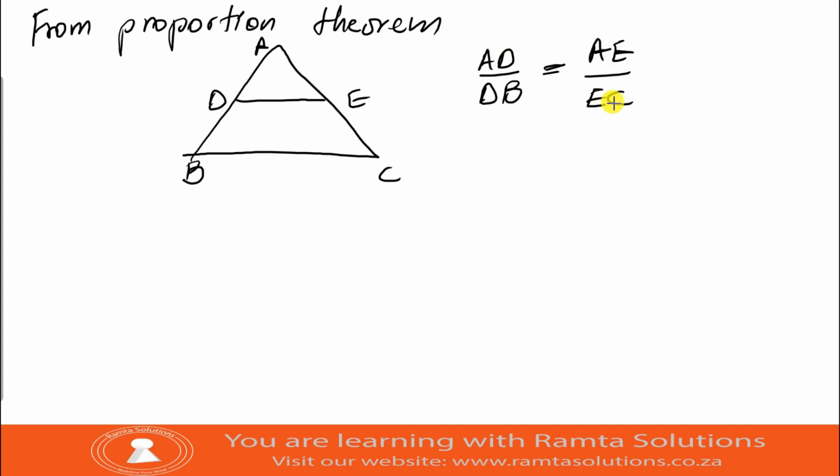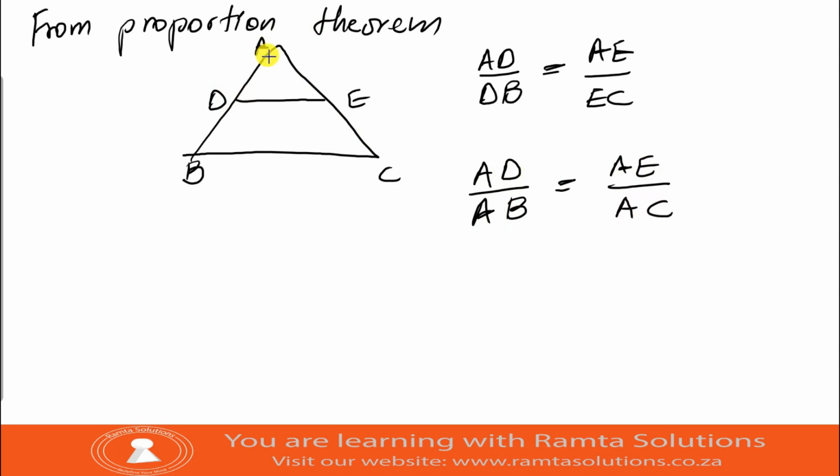Again, you can still say this is also equal to AC. Let me try it in this way. You can also say AD over AB, I want you guys to pay attention, AD over AB. You can also say it's equal to AE over AC. Can you see that?